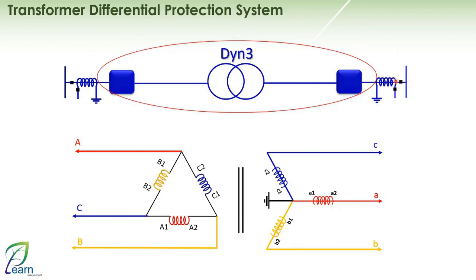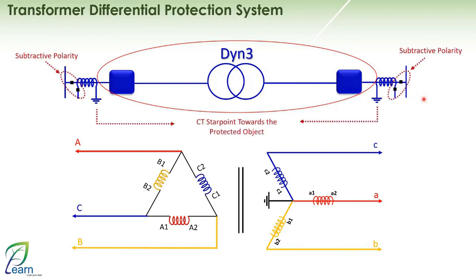Very good. Also, as I can see, my CT has subtractive polarity, and the CT star point must be towards the protected object. Of course, if it is not present in the protected object, there are solutions to bring it back again in the protection system. Let's see together, if I have a three-phase CT, how will they be connected to my numerical relay?